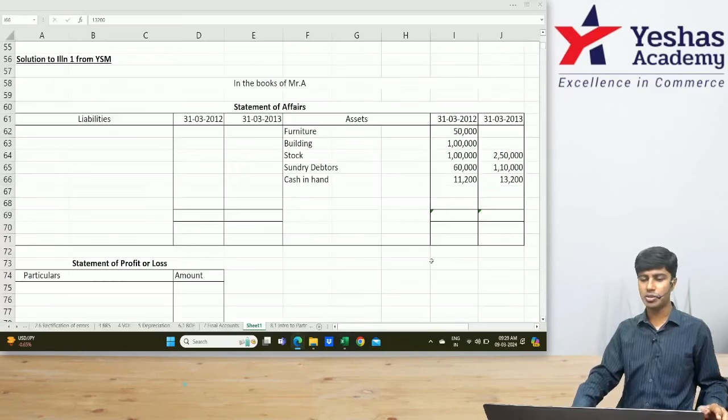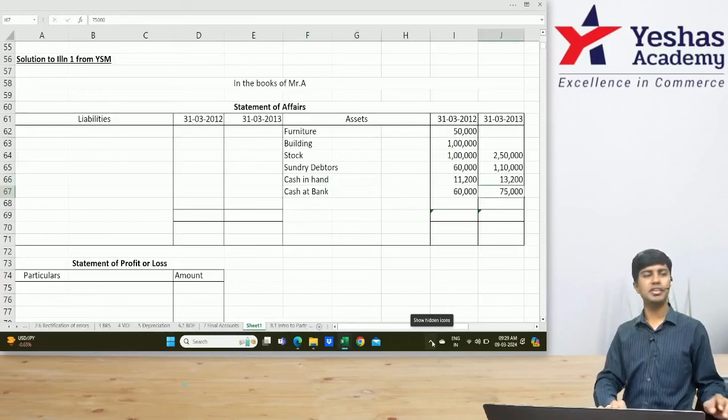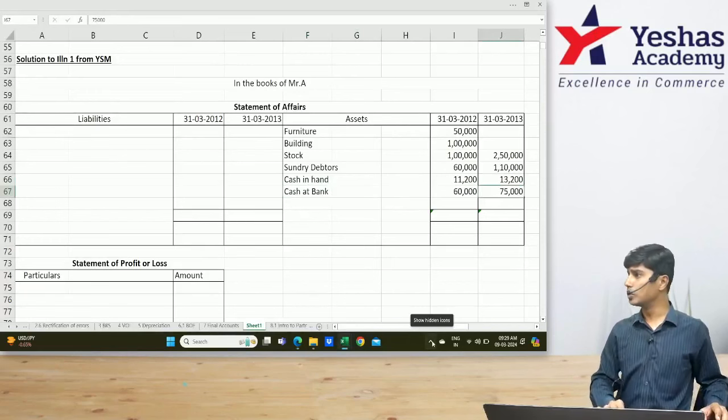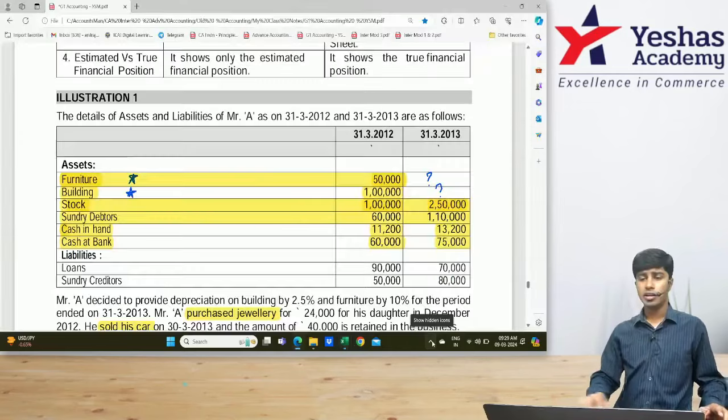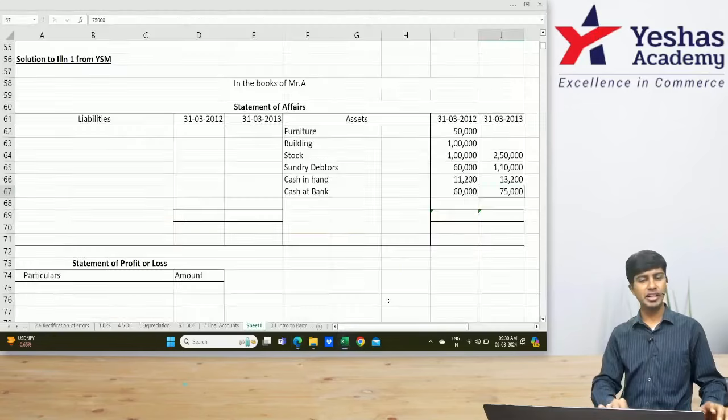60, 75. All right, it is the same to same, the year's cash at bank, 60 and 75. Clear? Any doubts? Can I go forward? No. Last two items. Loan. How much loan? 90 and 70. We'll write same to same. Sundry creditors also we shall write together, 50, 80. Two items at a time.